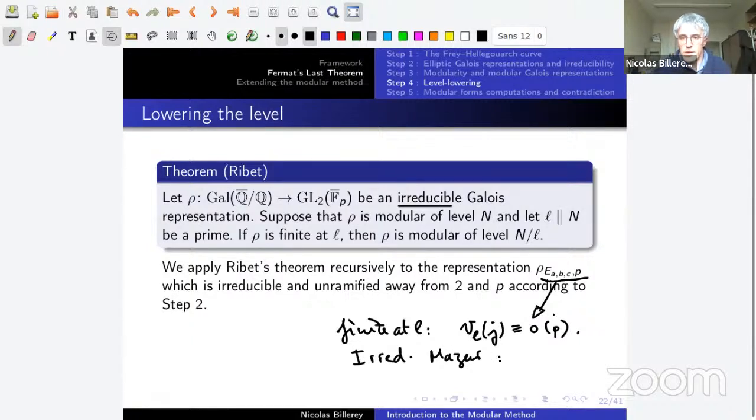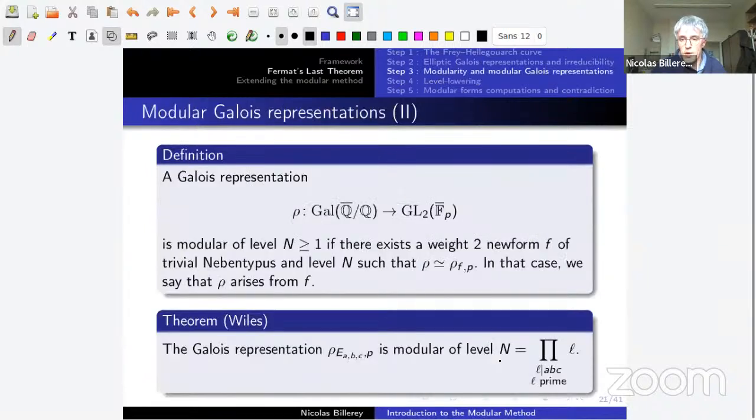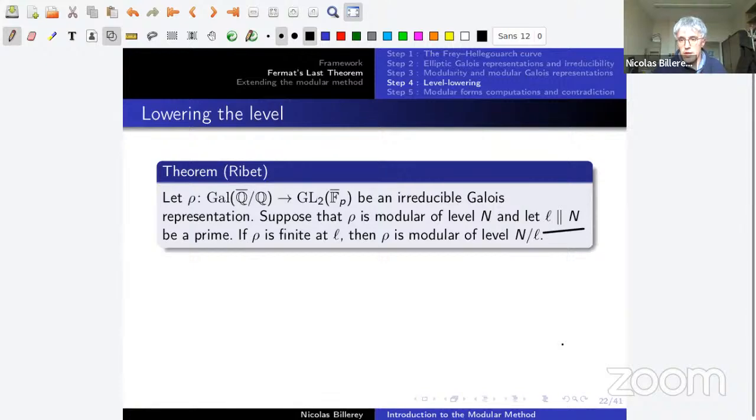So we are in the right assumptions to apply Ribet's theorem, and we can apply it recursively to get rid of the dependence on the solution. And what we get at the end is that the mod P representation attached to our Frey curve, which again depends on the solution and is modular of some level that depends on the solution, is actually also modular of some lower level that doesn't depend on the solution. And actually the lower level we get is just two, because all the primes here, we get rid of them using Ribet's theorem, except for L equals two. We're just left with L equals two.